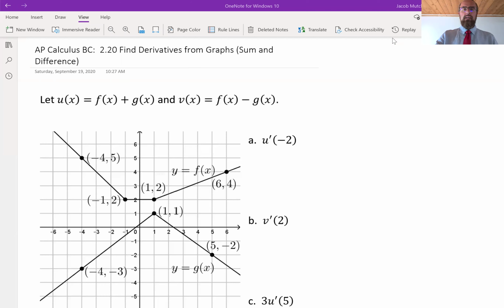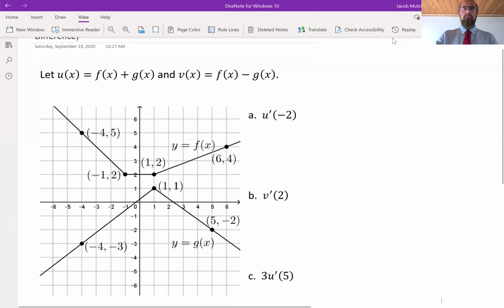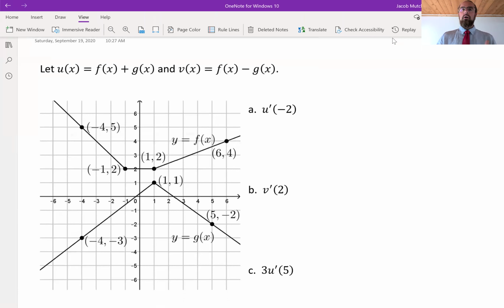So we'll take a look at a set of graphs that we're going to consider as our f of x and g of x. The upper piecewise function here, we're going to consider as f of x. The lower piecewise function is g of x. And we've got two other functions that are defined as a sum, and the other as a difference, of my two, f and g.